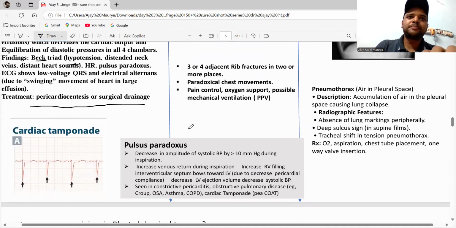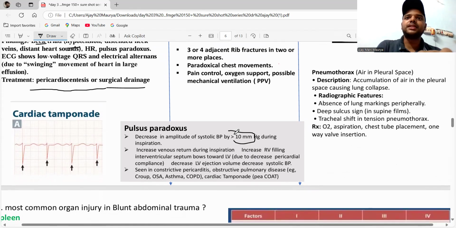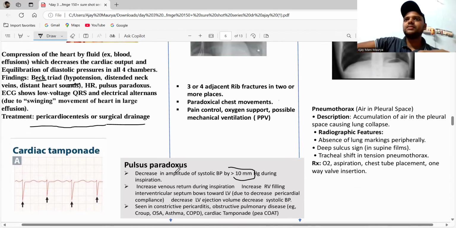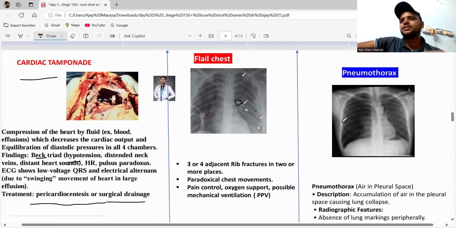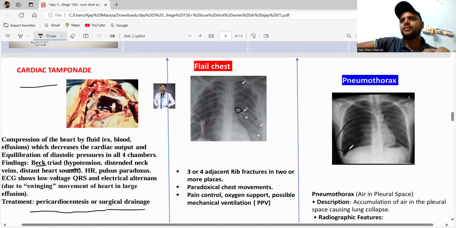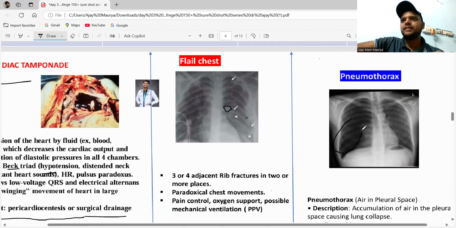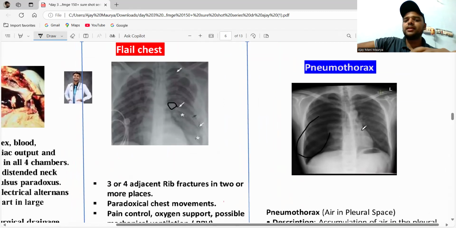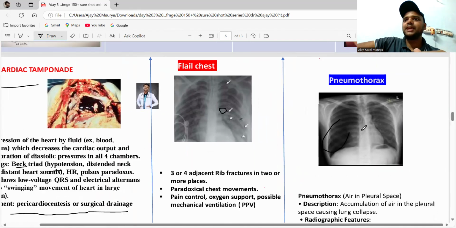So remember pulsus paradoxus: a decrease in the amplitude of systolic BP by more than 10 mmHg. You can see it in asthma, COPD, and cardiac tamponade. Remember, this is the air in the pleural space. Pneumo means air, thorax, so air in the thorax.